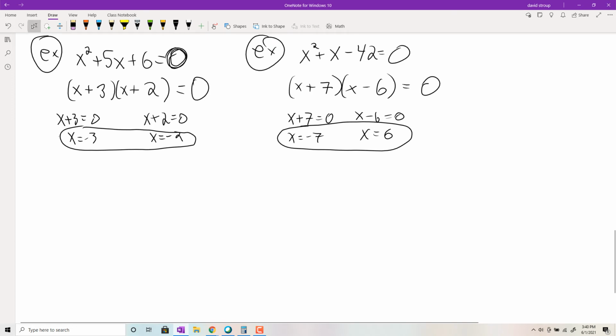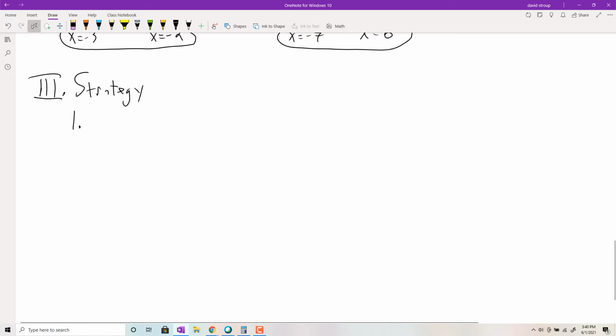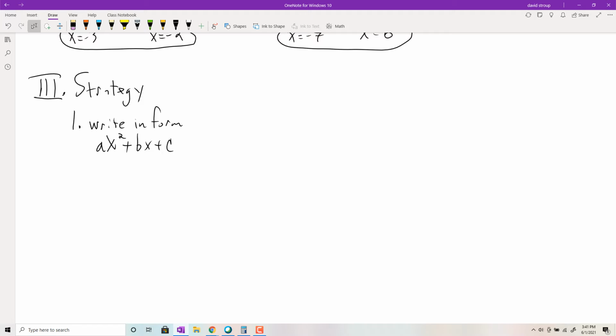Okay, great. Let's talk about a general strategy then. For dealing with these types of questions in general, how do I approach them? If I were going to write a computer program, I would want to have the strategy outlined. So the first thing you want to do is set it equal to 0. Write it in the form ax squared plus bx plus c equals 0. Secondly, you want to factor, and not just any factorization, you want the complete factorization. Thirdly, then apply the 0 factor property.